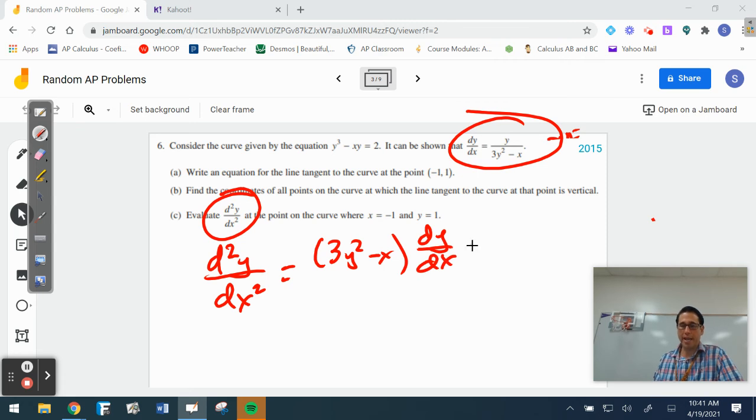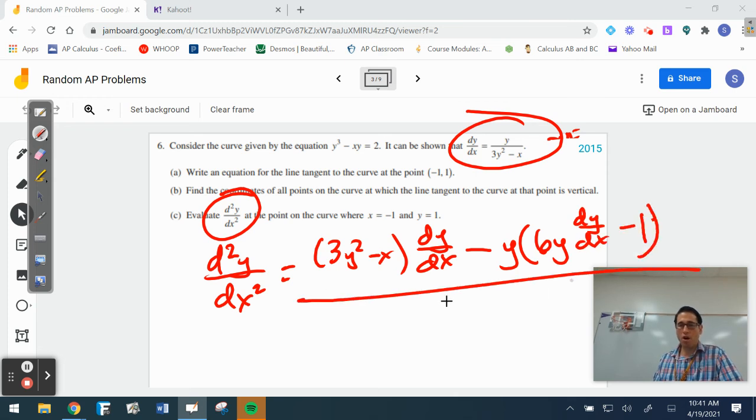So it'd be dy/dx minus the high. Now I'm going to take the derivative of the low, which would be 6y dy/dx minus 1, all over low. Now, if you were able to do that correctly, you get 2 bonus points right there. How about it? That's it.